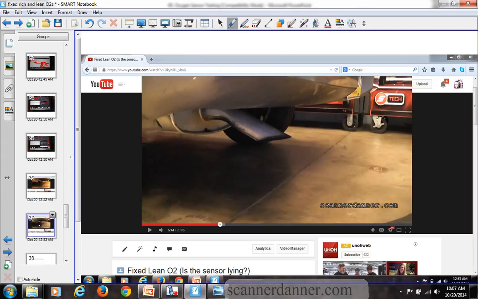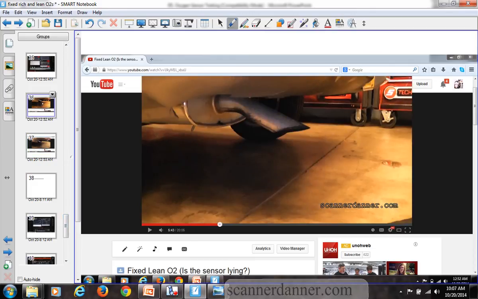If you see black smoke coming out of a tailpipe, is the car running lean? No, it's not. Is the sensor lying? Yes. Do we need a tailpipe gas analyzer to tell us that? Probably not. I guess that's the end of that one.